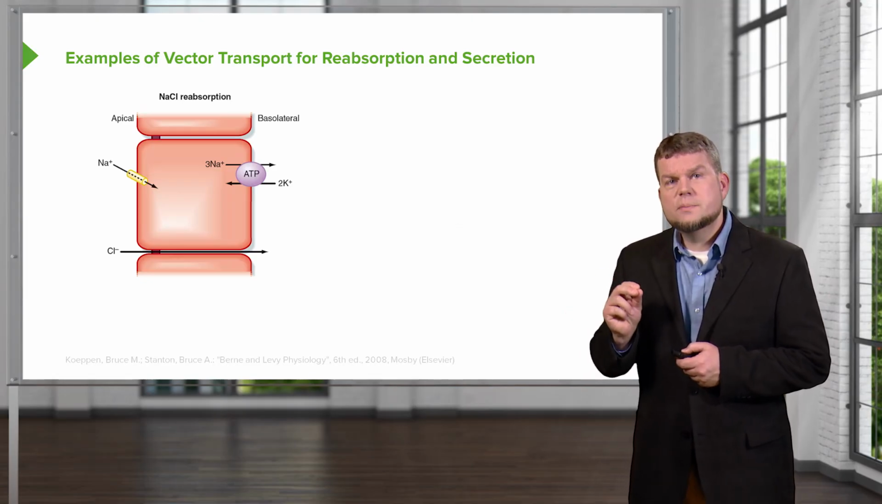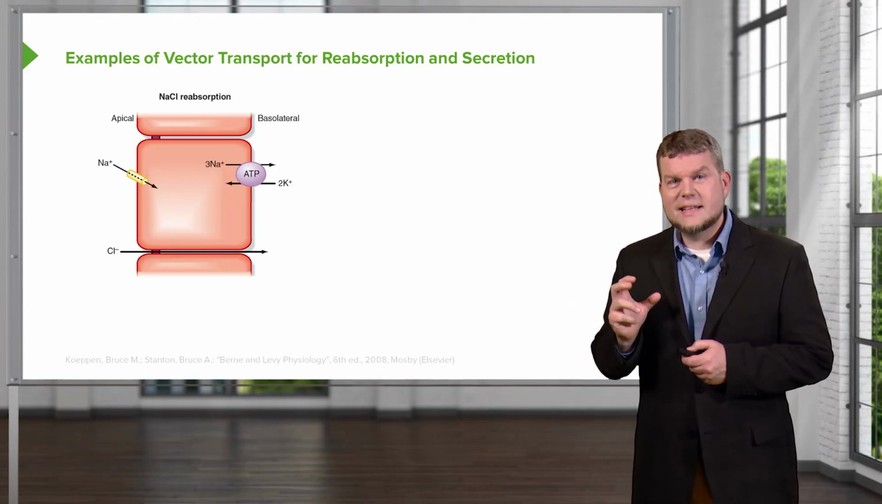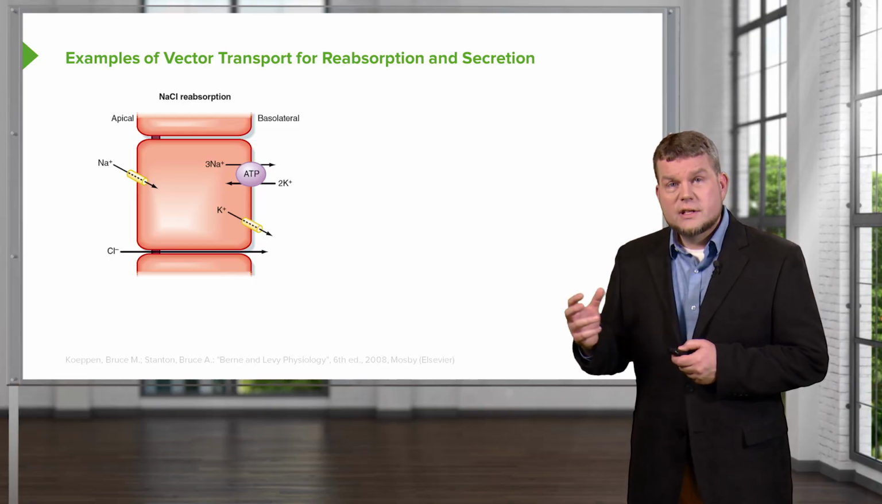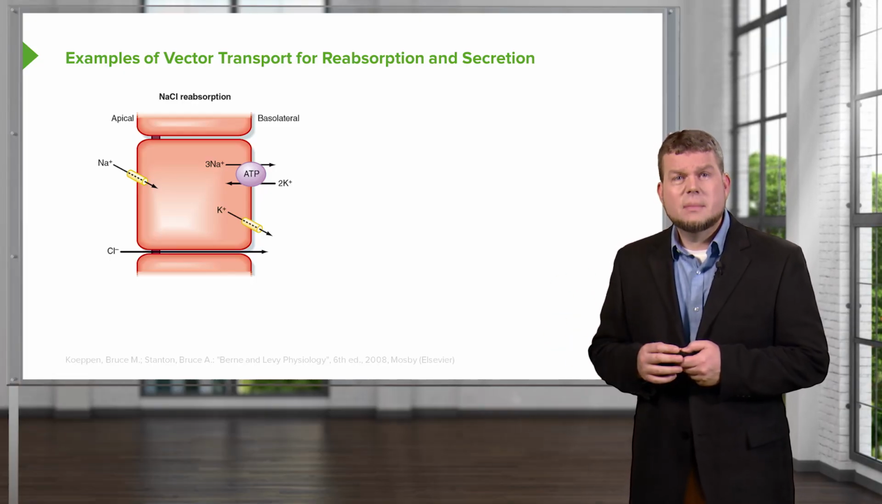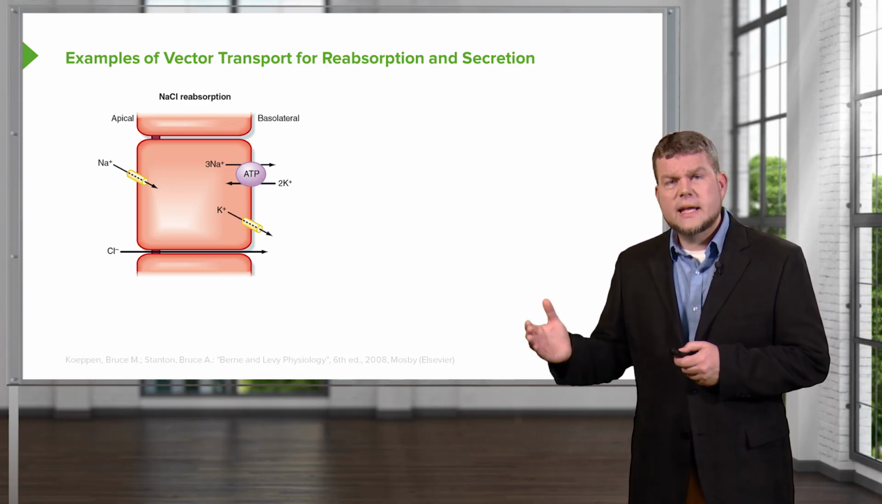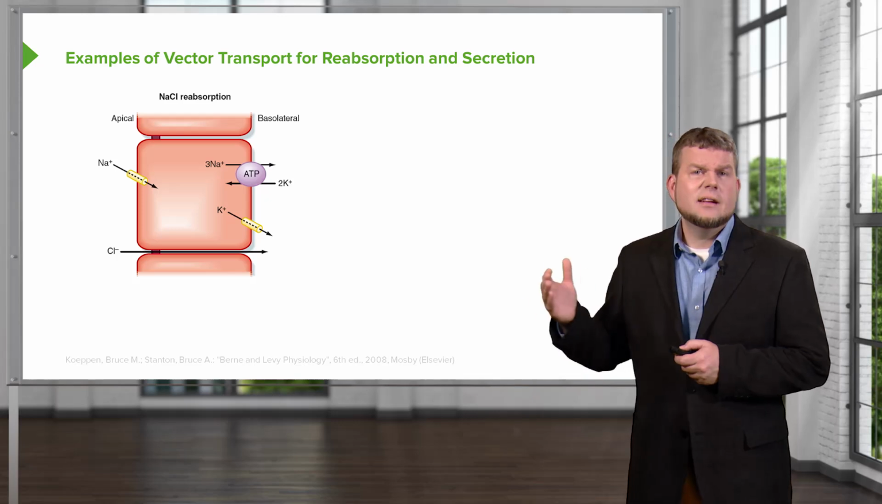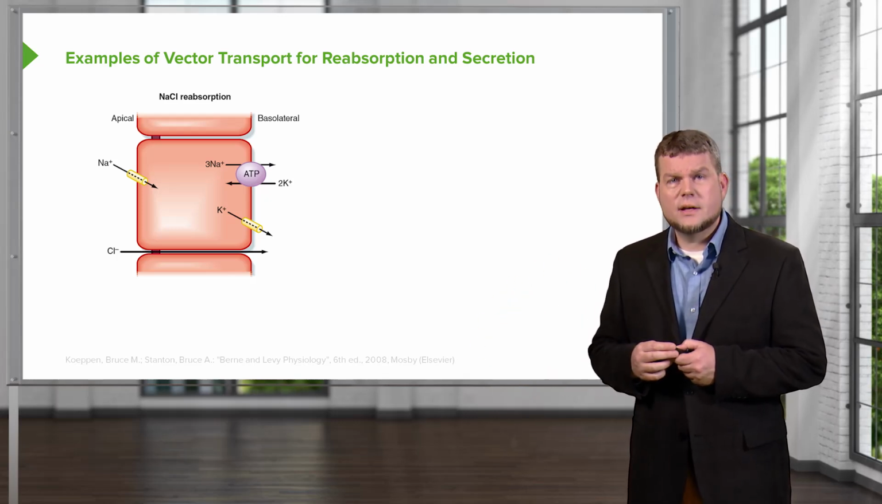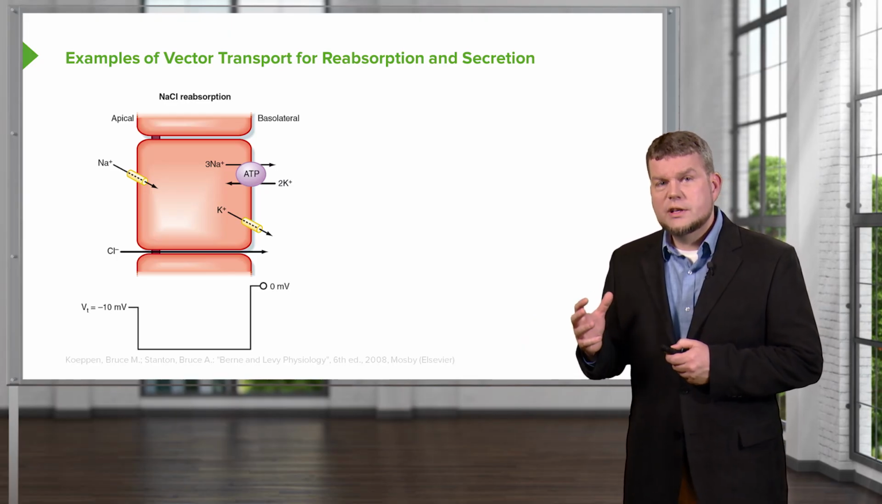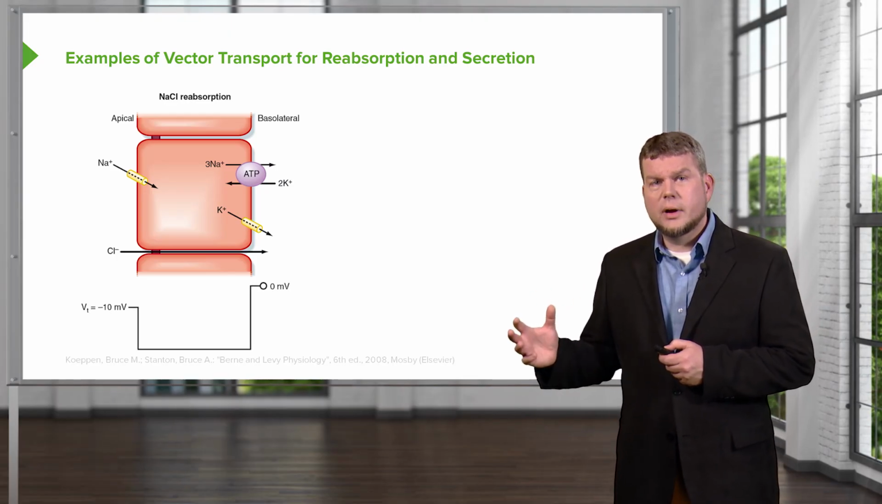Let's use the transport of sodium and chloride as an example. If we have a voltage that is set up by a sodium-potassium ATPase, we have sodium traveling in across the apical membrane and then maybe potassium traveling across the basolateral. It can set up a voltage difference across the membrane.